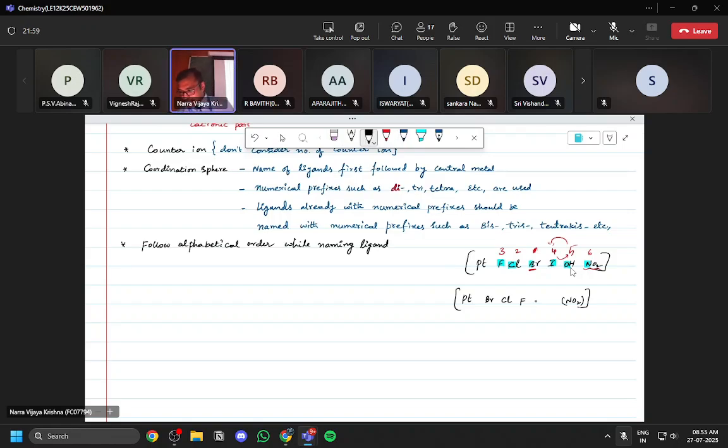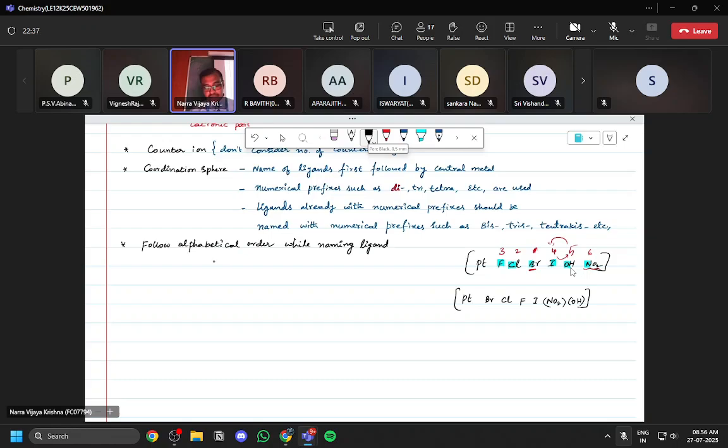First, what do we have to write? Ir, then N, nitrito. Then I have to write OH. Is it clear? Understood or not? While you are writing name, follow alphabetical order for the name of the ligand. While you are writing formula, follow alphabetical order for the symbol. Is it clear?